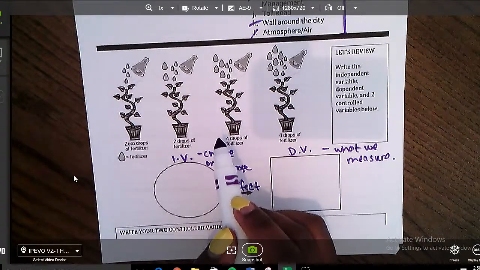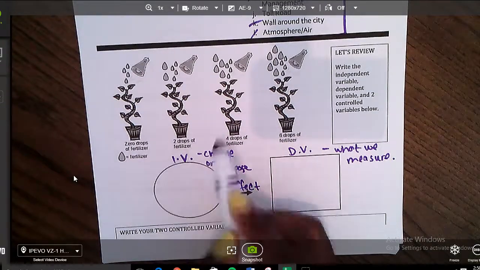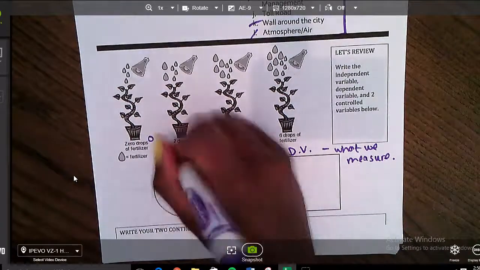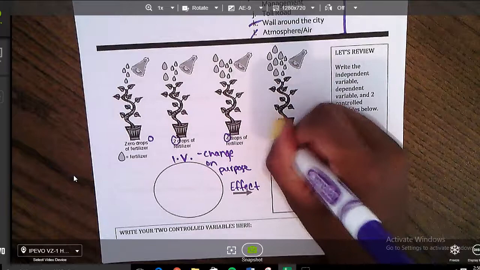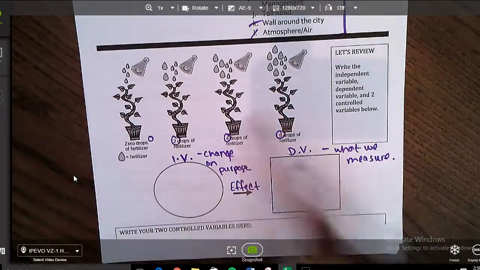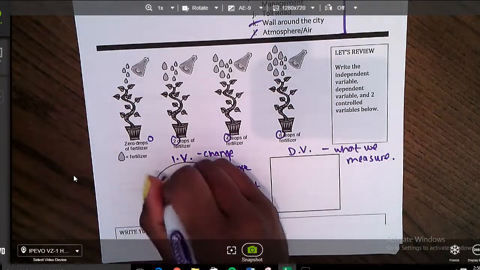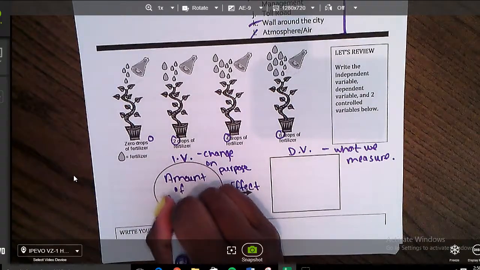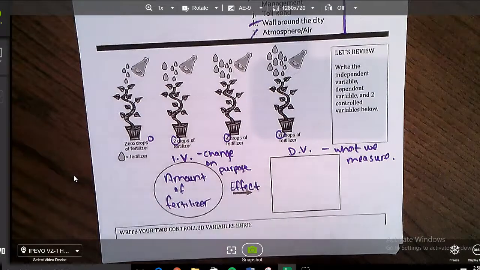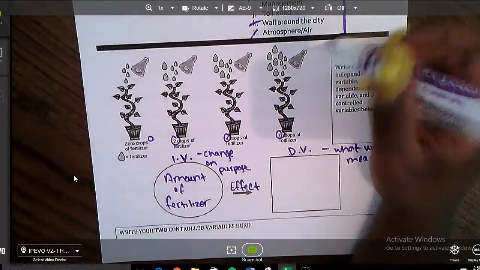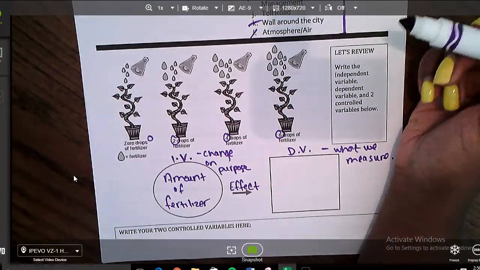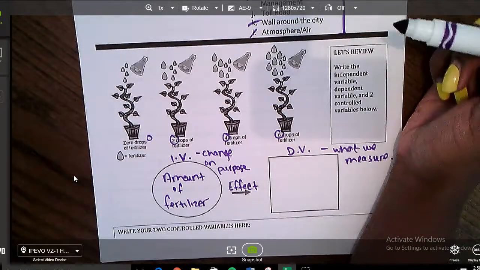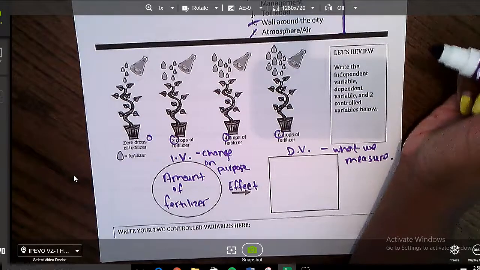Excellent. If you identify that they changed the amount of fertilizer, you are correct. We see here there's 0 drops of fertilizer. Here there's 2, 4, and 6. So each plant has a different amount of fertilizer. Now, if we go to the dependent variable, this is what we're measuring. So you now have to make an inference based on these different amounts of fertilizer. What do you think the scientist is trying to measure?